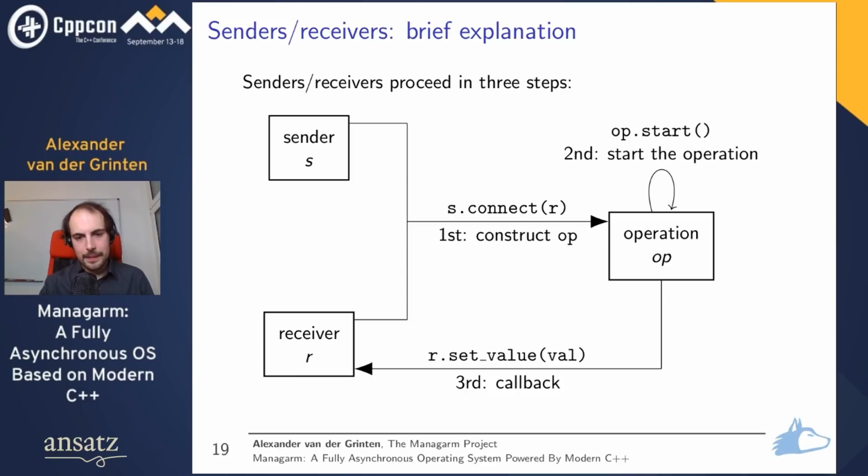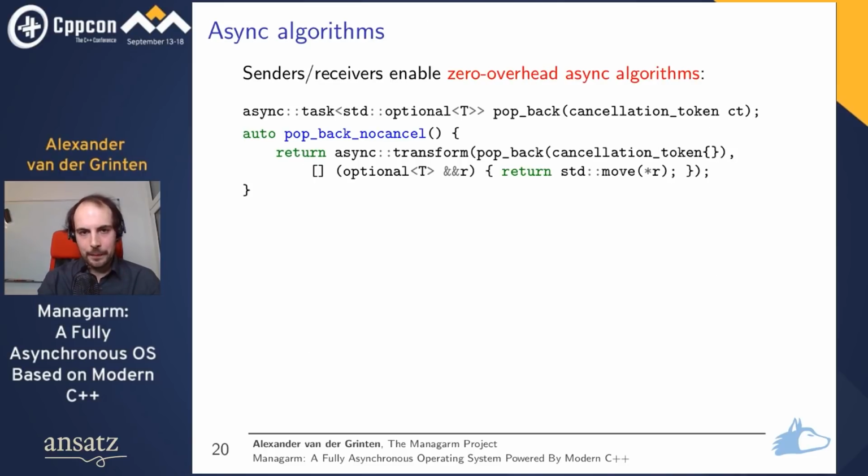Good. Yeah, you see, this is really simple. There are a lot of objects involved, and without taking a close look, it might seem a bit complicated, but if you consider these concepts more deeply, they really make a lot of sense. And what does this allow us to do? First of all, it allows us to write 0 overhead async algorithms.